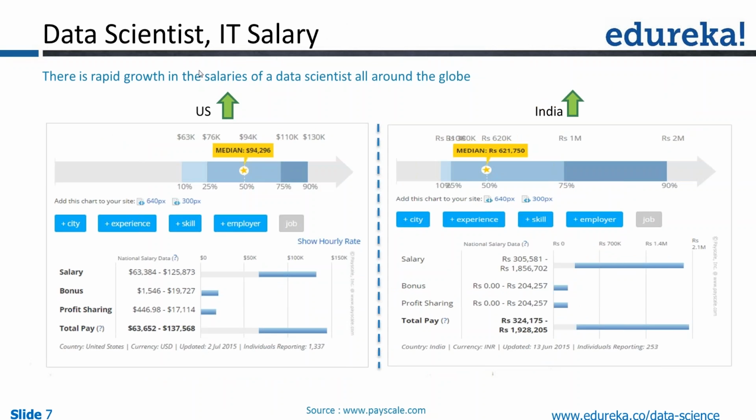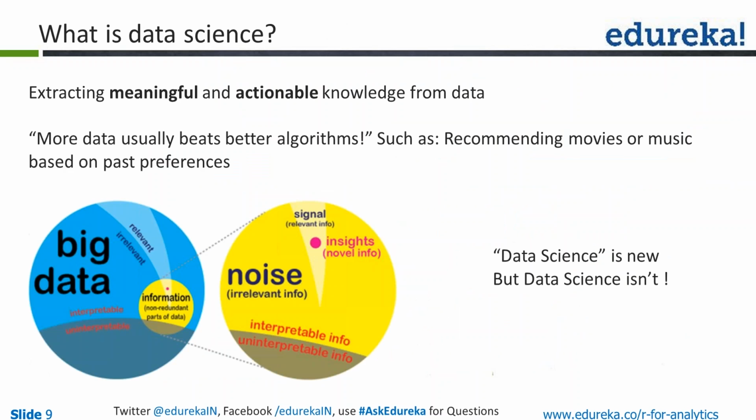Now, again, we can talk more and more about salaries and the growing set of roles and so on. But ultimately, what exactly is data science, right? Yes, we have been hearing so much about jobs and it being the sexiest job and whatnot, but who cares? Ultimately, what exactly is data science, right? And I would like to sum up the entire data science as this one line. Data science is all about extracting meaningful and actionable knowledge from the data.